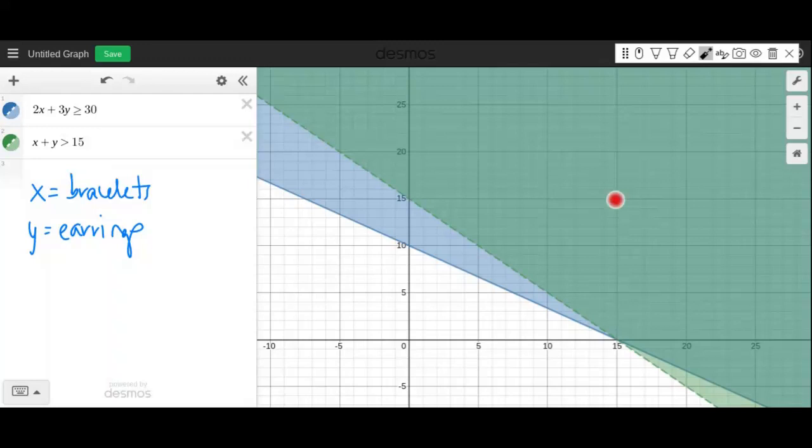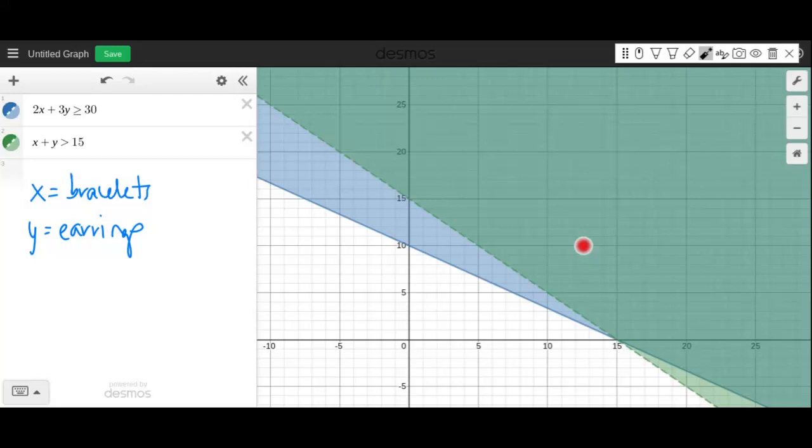So again, depending on how the question's asked, in this case, you could pick any random point. So maybe 15, 15 out here, or maybe 15, 10. So 15 bracelets and 10 earrings, or you could pick a point on the x-axis, 25 bracelets and 0 earrings, or up here, 20 earrings as the y and 0 bracelets. Any of those points would be technically solutions.